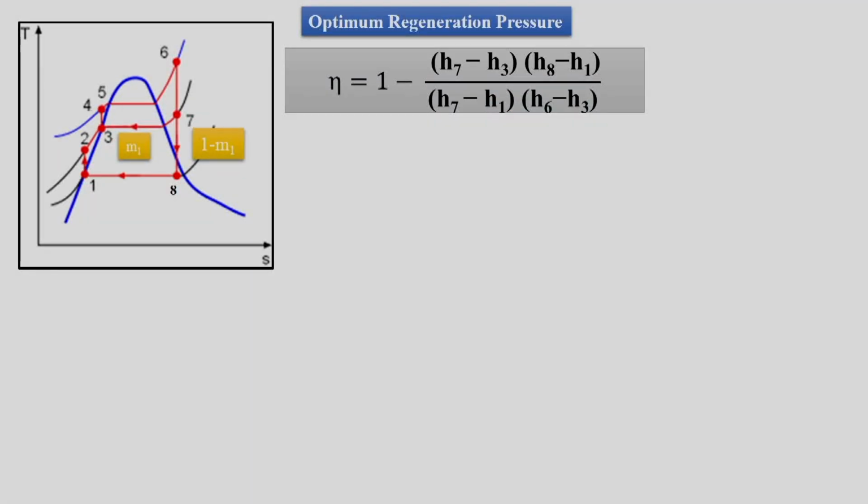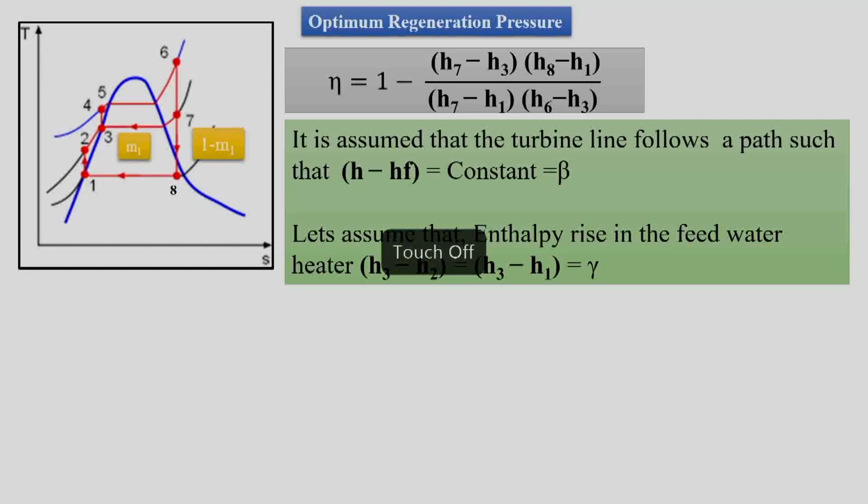This is the same formula as what we have derived until now. Now we will take certain assumptions. We will assume that the turbine line follows a path such that H minus HF is constant. So if we are here, then H7 minus H3 is equal to, this is A, and this A goes to this B, so this is HA minus HB.